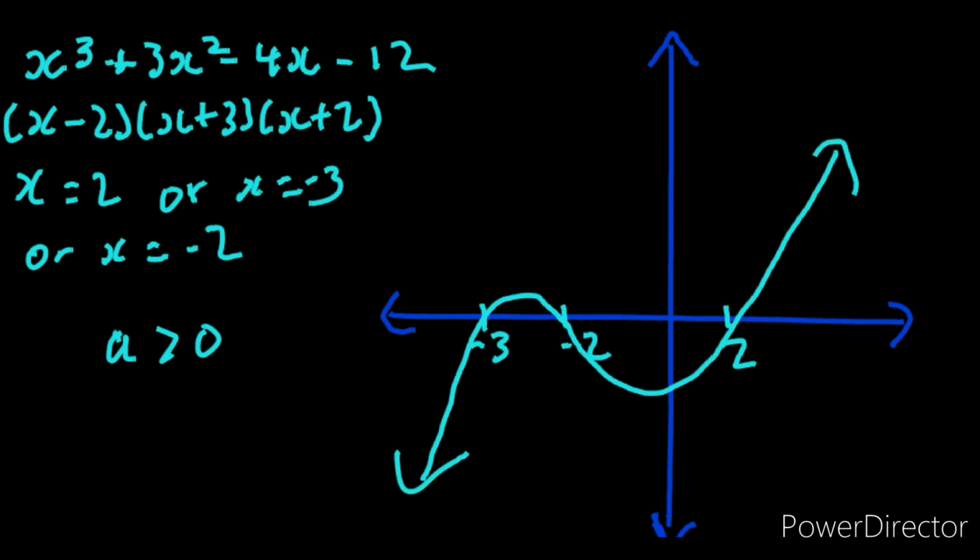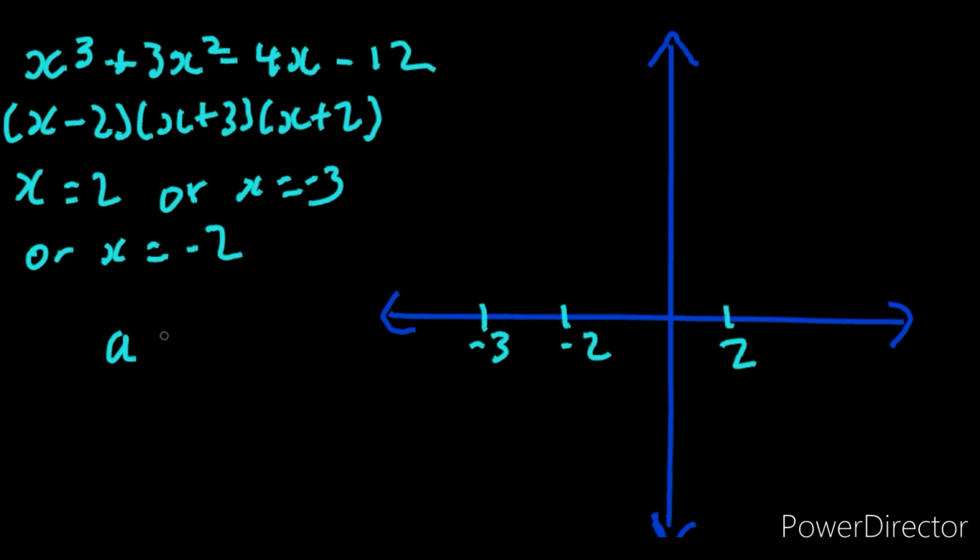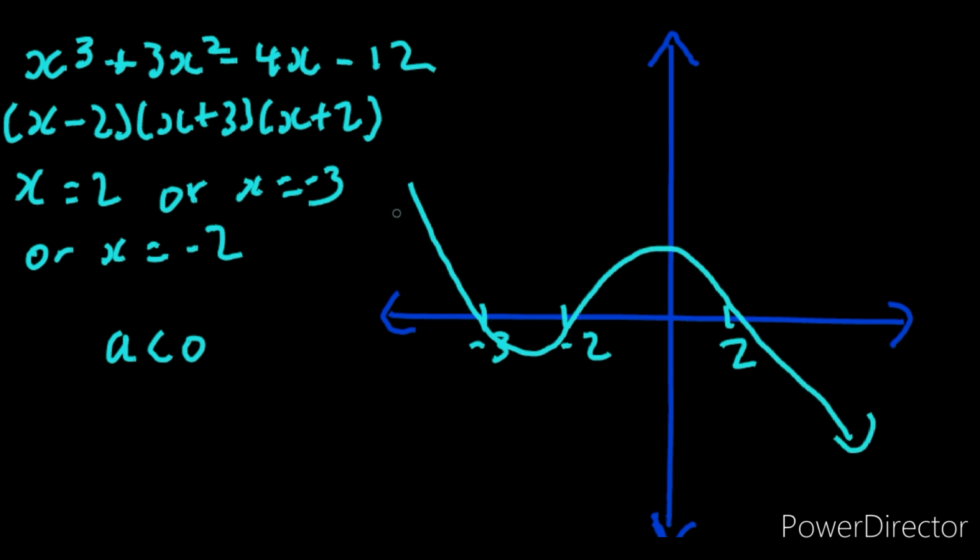So this is how the cubic graph would look if a is positive. If a is negative, however, this is how the cubic graph is going to look. So it's going to be decreasing overall. If a is positive, the cubic graph is increasing overall. If a is negative, the cubic graph is decreasing overall. So these are the two shapes.